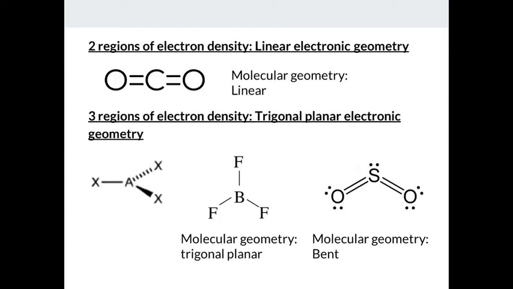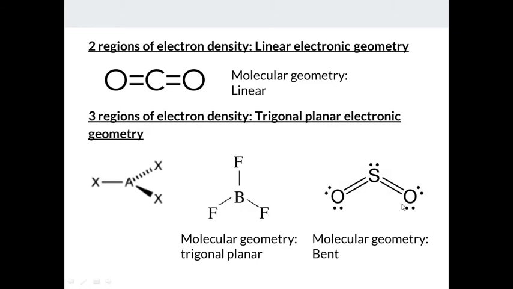So let us take a look at the geometry of certain molecules with different numbers of regions of electron density. When there are 2 regions of electron density, to minimize repulsion, the 2 regions will result in a linear electronic geometry, and the molecular geometry would thus be linear. When there are 3 regions of electron density, the electronic geometry will arrange itself in a trigonal planar arrangement. So the 3 regions of electron density will arrange as if they are the 3 vertices of a triangle in a single plane. So the molecular geometry, if there are no lone pairs, will be trigonal planar.